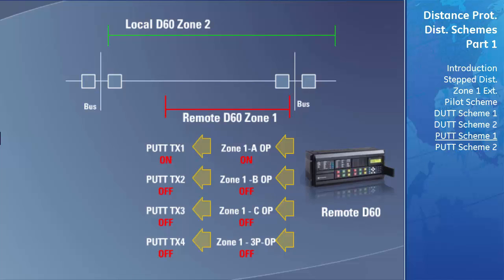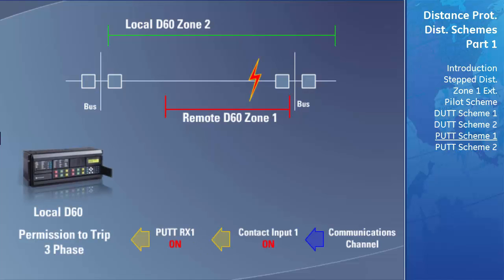Zone 1, it selectively turns on a sequence of bits to send over the communication channel and signal which phases are faulted. Like the DUTT scheme, the local D60 needs to be programmed to let it know how many PUTT keys it will be receiving. If one PUTT key is selected, the relay needs to be programmed to let the D60 know what input is being used as the PUTT key.